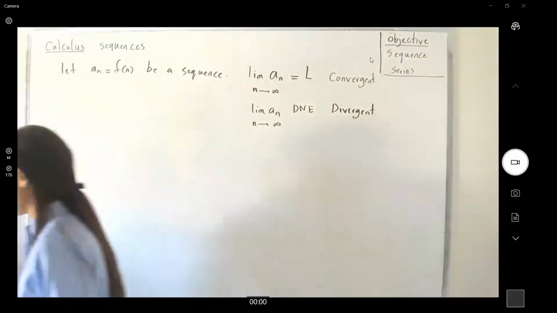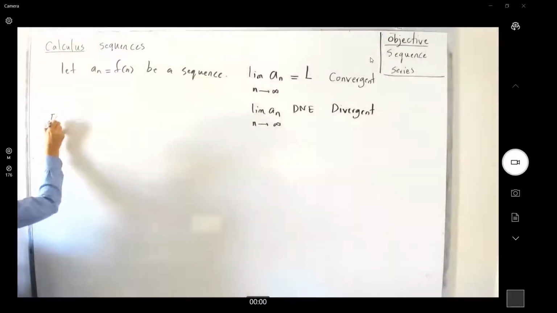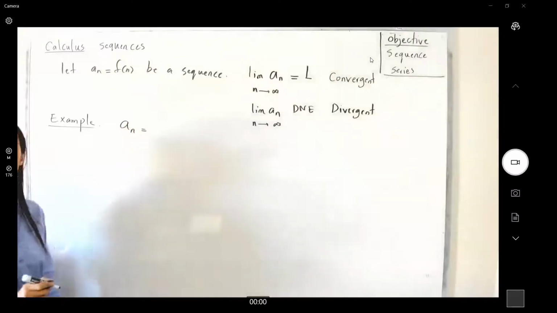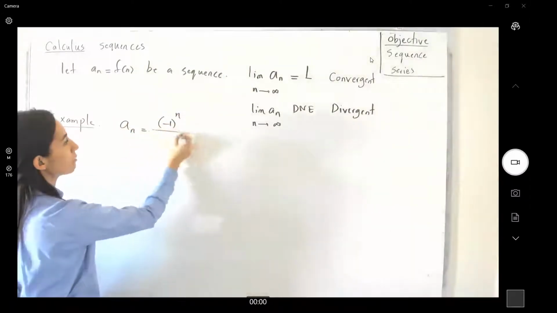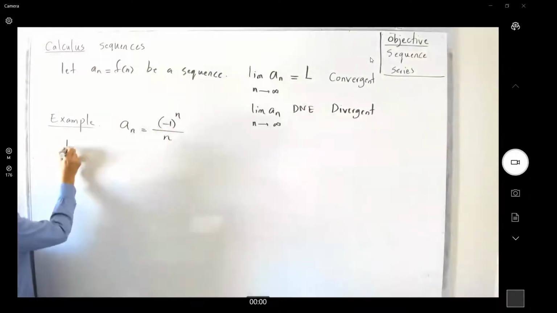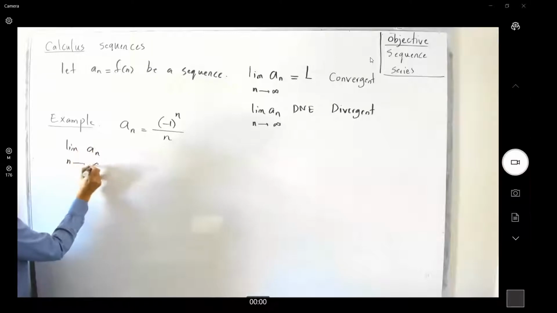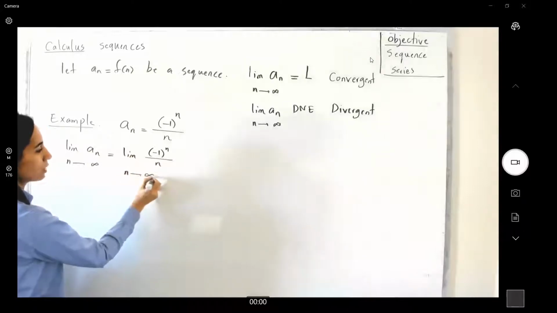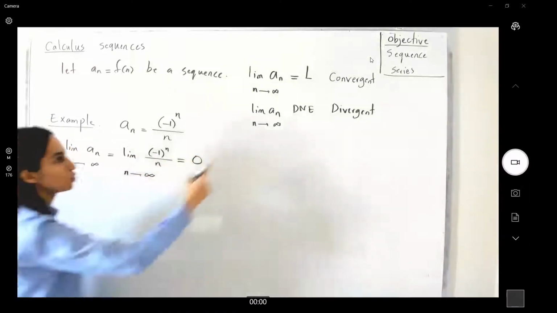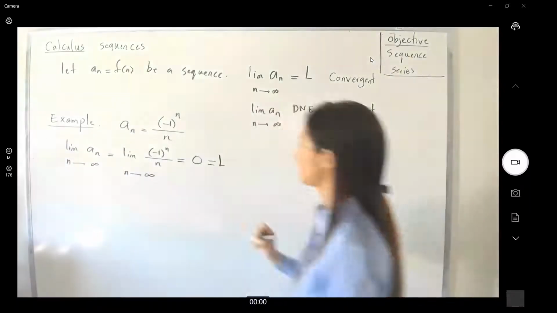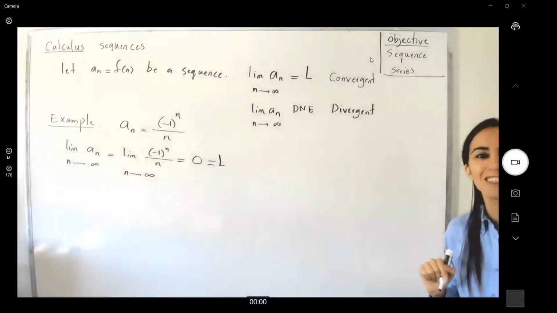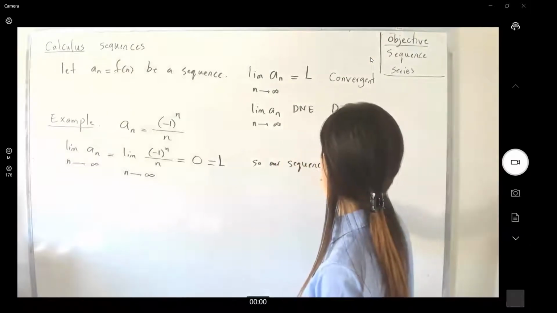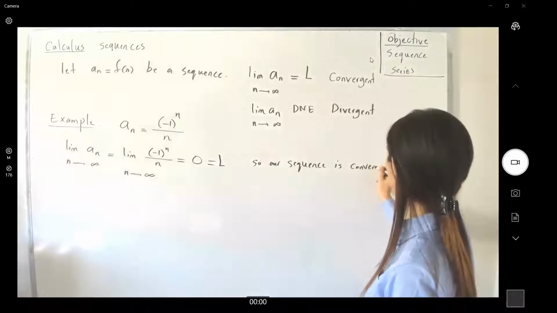For example, what we saw last time, if you have sequence a sub n equals (-1)^n divided by n, by taking the limit of this sequence, limit of a_n while n goes to infinity, this is the limit of (-1)^n divided by n as n goes to infinity, which is equal to 0. So your L, your unique number, is equal to 0, and we say that, hey, we have a convergent sequence. So our sequence is convergent.